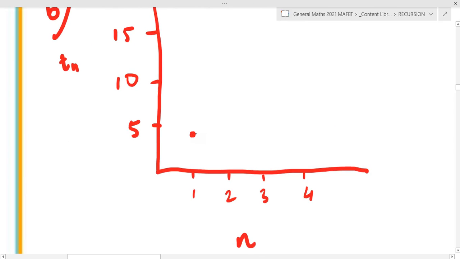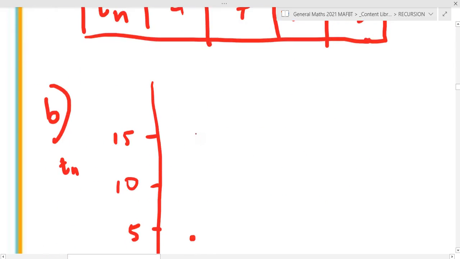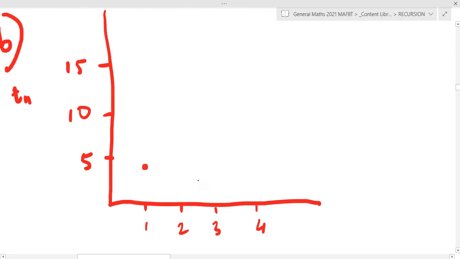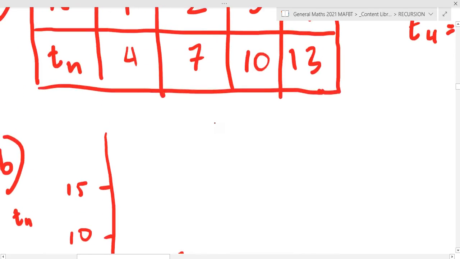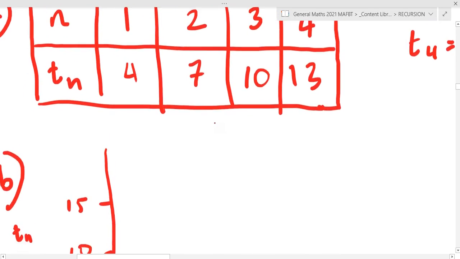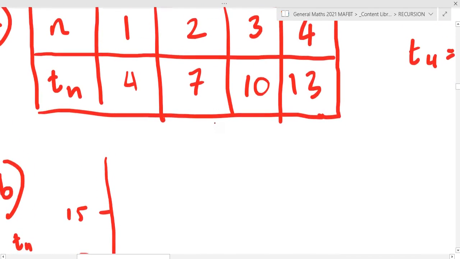There's my first dot. Term number 2 is 7, so that should be about here. Now, can anyone tell me what direction this is going? It's positive. Okay, good. And is it going to be linear? Yes, it has to be linear. It's pretty strong association as well. It's actually a perfect association, because it's basically a straight line.